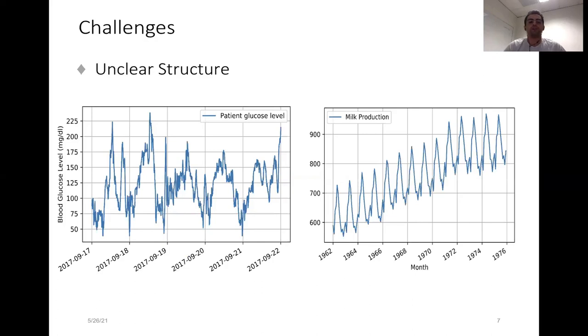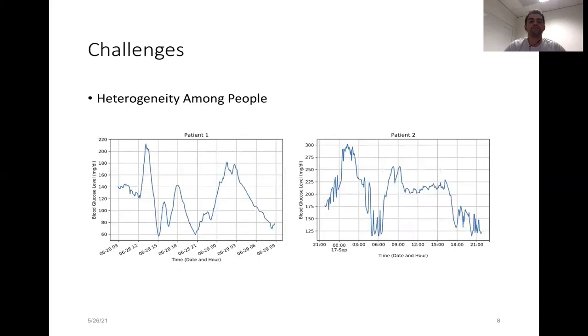One of the main challenges is that the data that we have doesn't have a clear structure. So to show it better, I put a blood glucose time series on the left side, and you can see another time series on the right side. And as you can see, there is not a clear structure in the blood glucose time series compared to the right one.